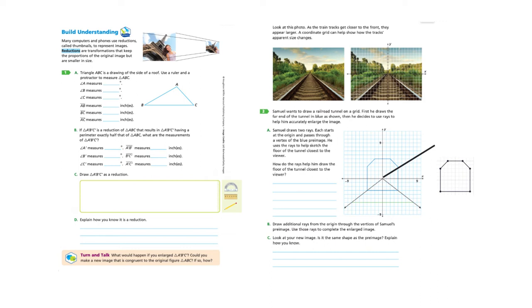Use those rays to complete the enlarged image. So then you'll use all these different rays that you have to draw an enlarged image. Look at your new image and see, is it the same shape as the preimage, and explain how you know. So go ahead and work on that, and then we'll go on to the next page.